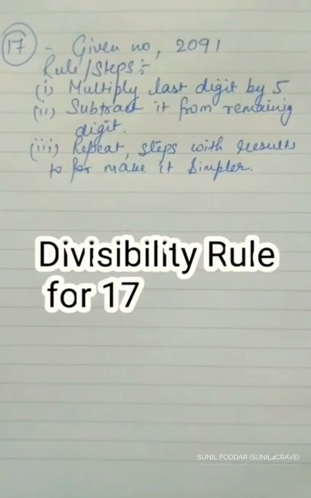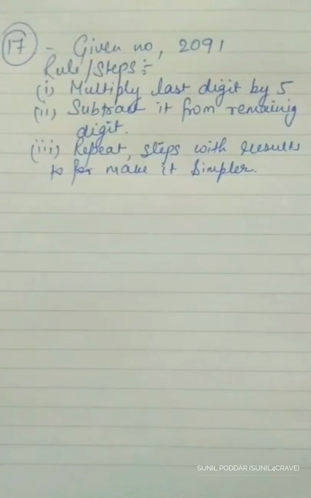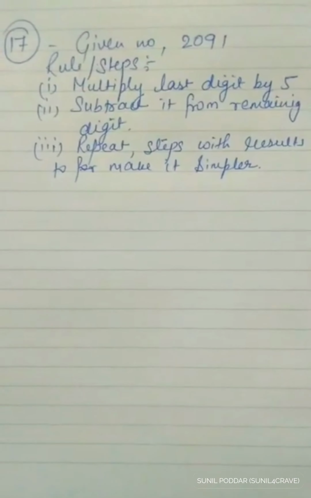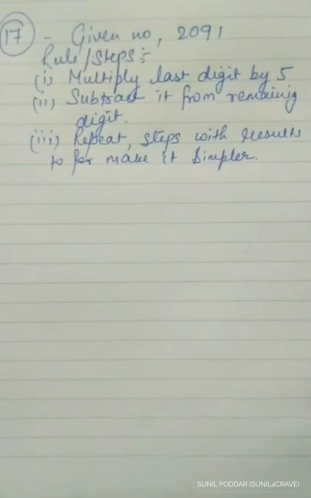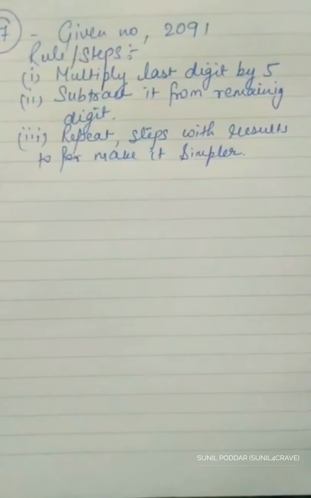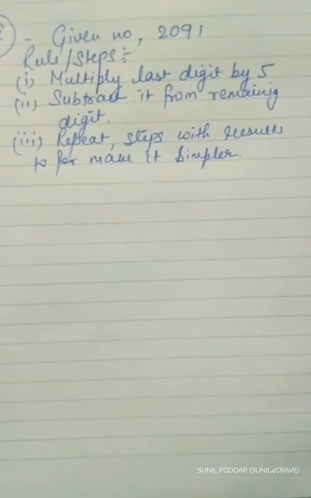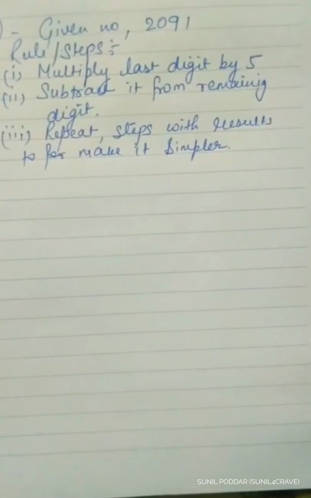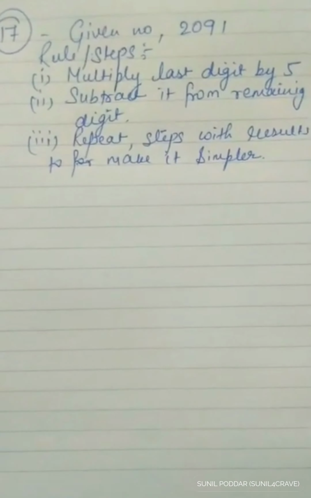Now the divisibility rule for 17. The given number is completely divisible by 17 if we follow these steps. First, multiply the last digit by 5, then subtract it from the remaining digits and repeat it until the result becomes simpler for you and it is divisible by 17.